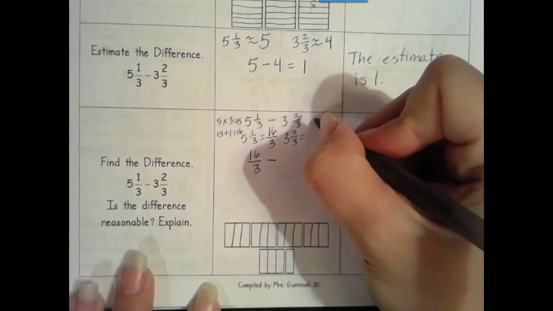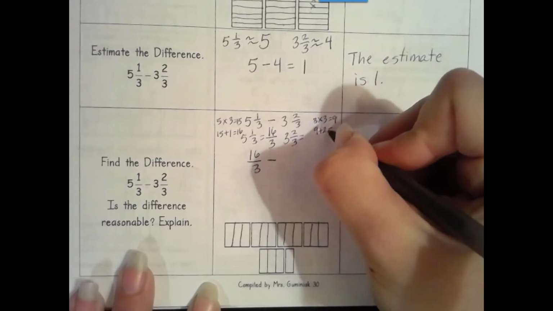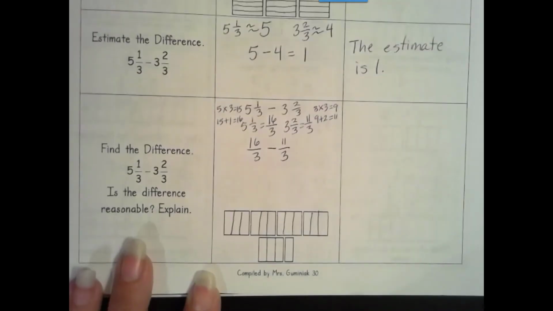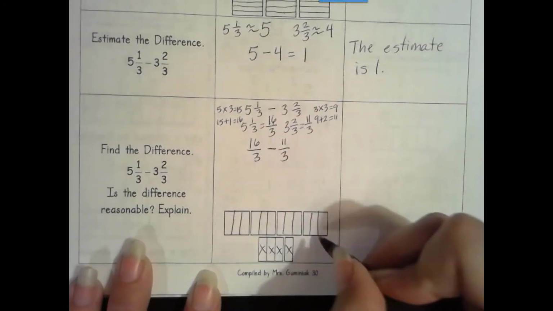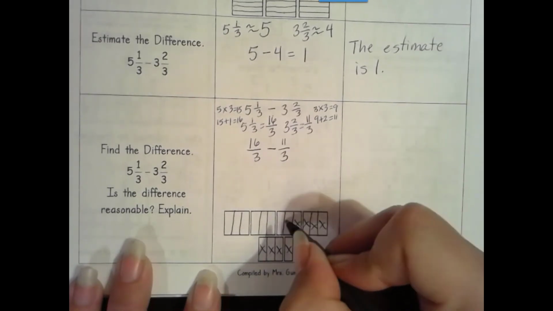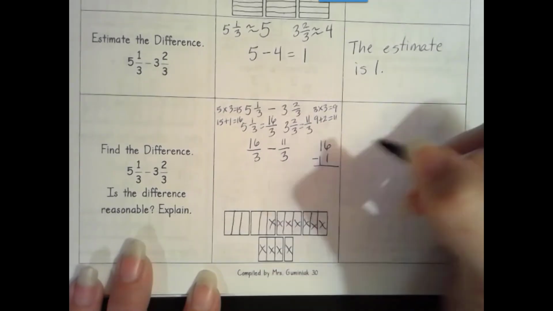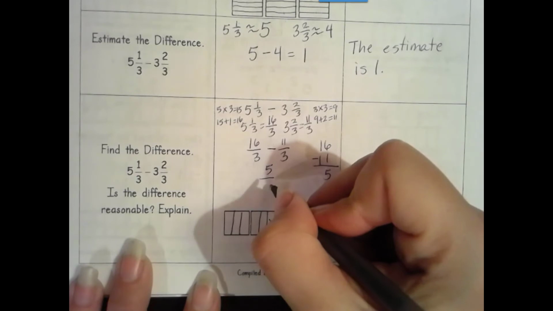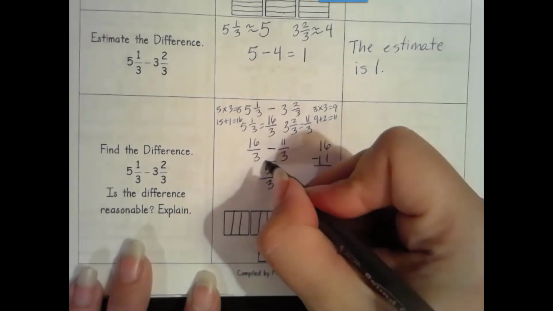And then 3 times 3 is 9, and 9 plus 2 is 11. So this is 11/3. So I need to take away 11/3. 1, 2, 3, 4, 5, 6, 7, 8, 9, 10, 11. 16, take away 11. More on top, no need to stop. Numbers the same, zeros a game. I'm left with 5/3. 1, 2, 3, 4, 5. 5/3. So that is correct.